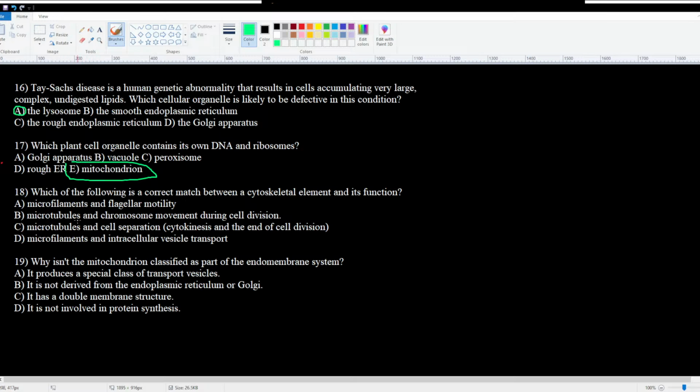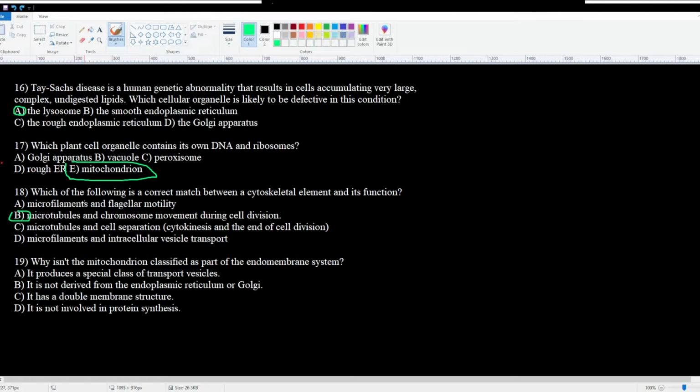Now number 18. Which of the following is a correct match between cytoskeletal elements and their functions? I'm not exactly sure if you're going to be tested on this, but it is important to note. Recall that we talked a little bit about microtubules and how they create the mitotic spindles during cell division. That's B.